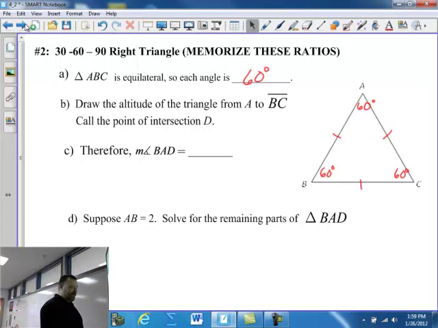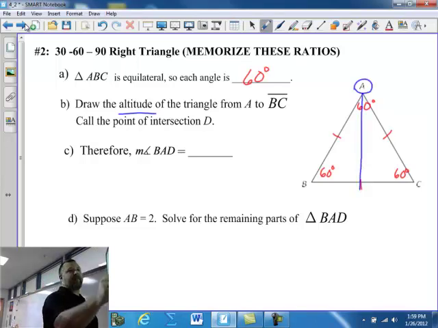Okay. It says draw the altitude. Altitude's another word for height. From A to BC. Well, here's A. I got to go down to BC. So if I draw the altitude, a couple cool things happen.